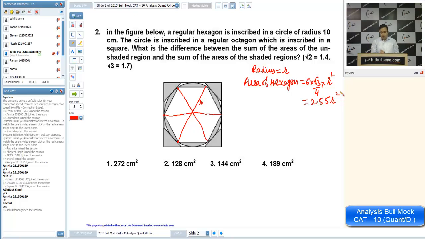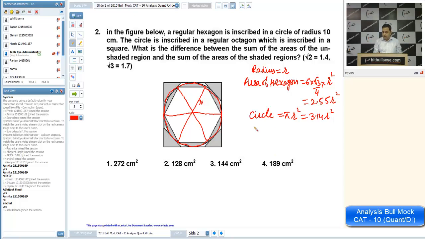Again, you can say that the area of the circle inscribed inside the octagon can be found out by using the simple formula pi r square, since the radius of the circle is r. Now here this circle minus this hexagon will give you the area of the shaded part inside the circle. So this is equal to 3.14 r square.